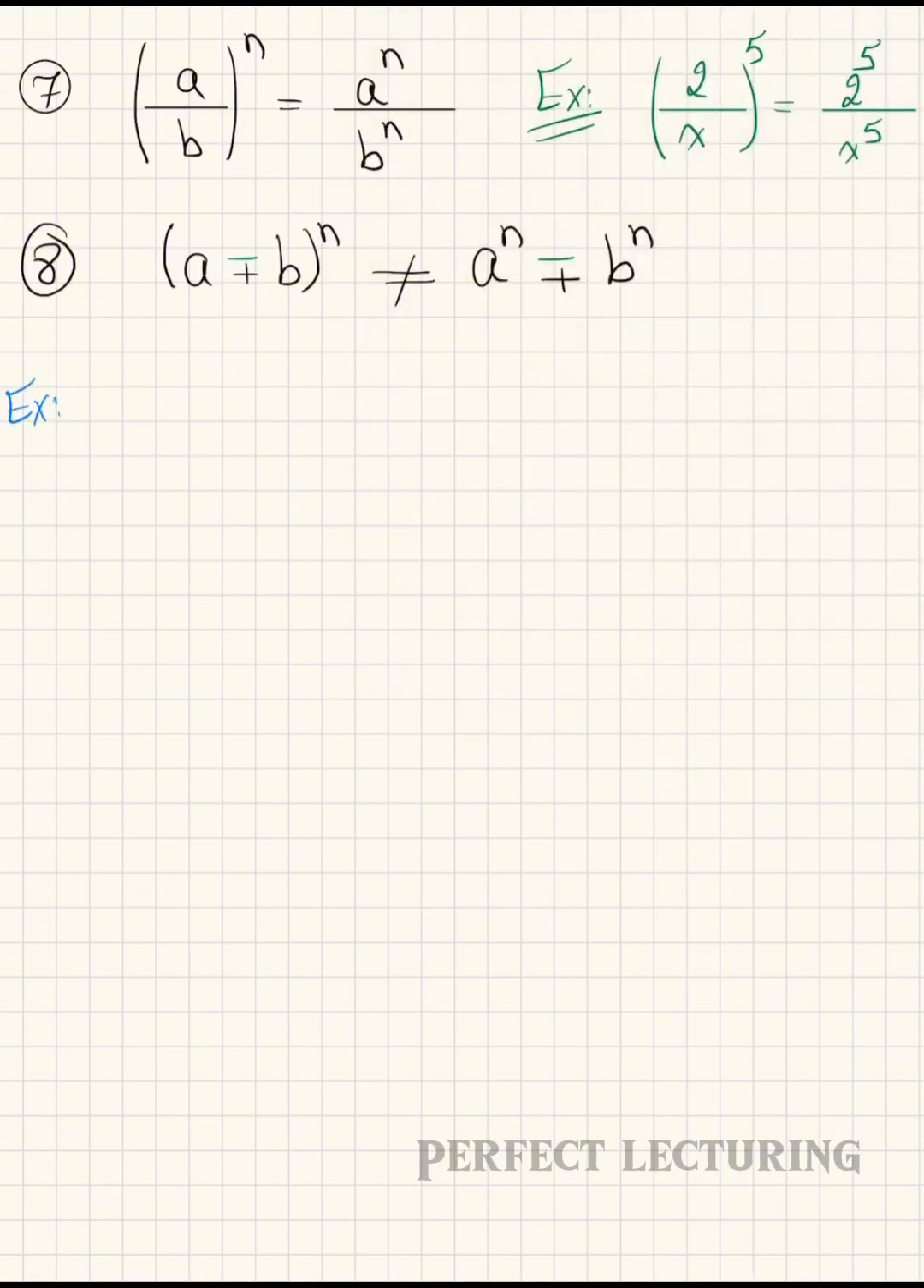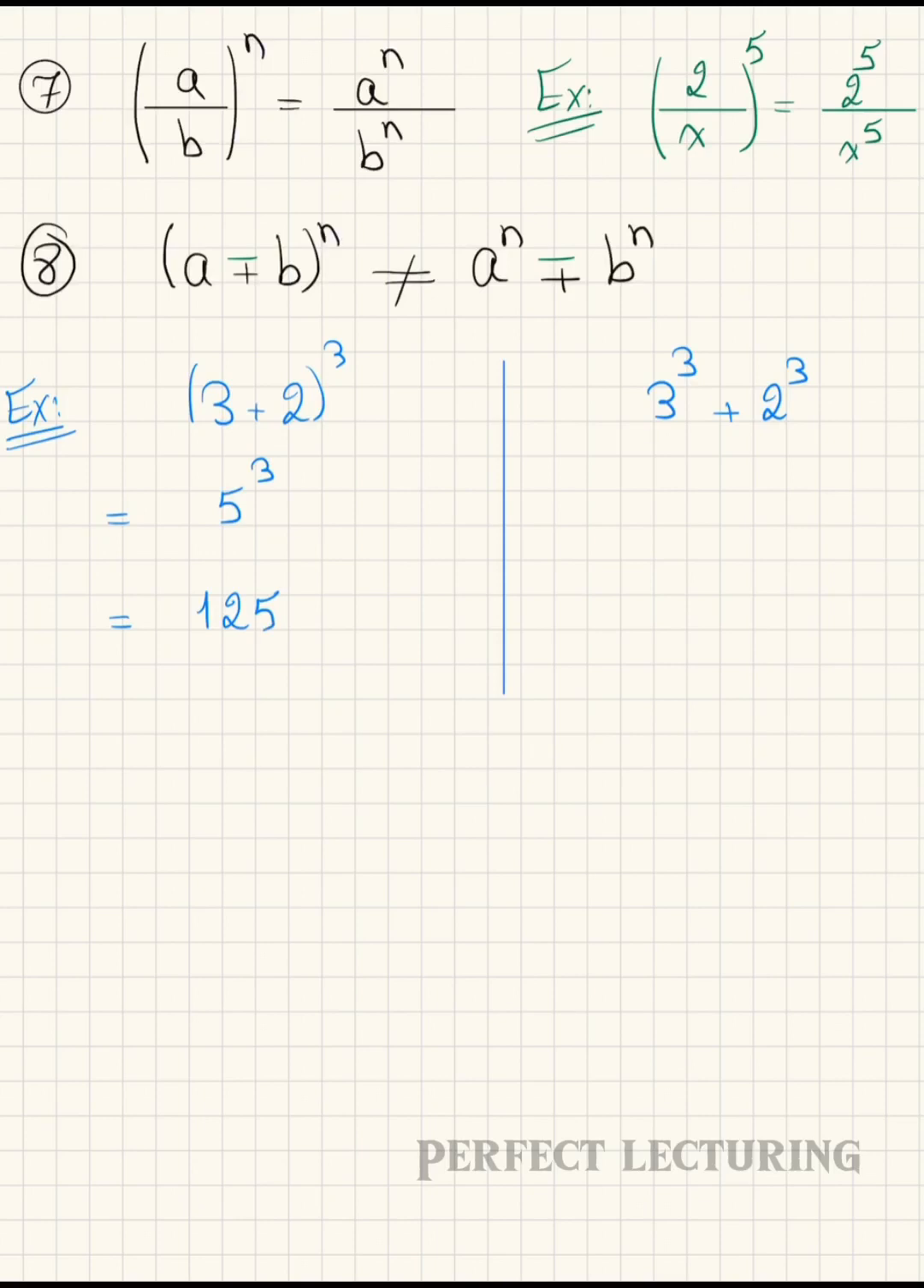Let's compare 3 plus 2 to the power of, let's say, 3, and 3 to the power of 3 plus 2 to the power of 3. Let's calculate each one individually and see if the answers match or not. So for the first expression, of course, I perform the operation inside the parentheses first. So 3 plus 2 is equal to 5 to the power of 3, and 5 to the power of 3 is 5 times 5 times 5, which is 125.